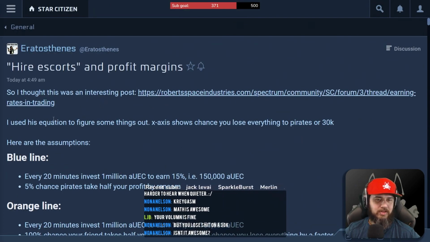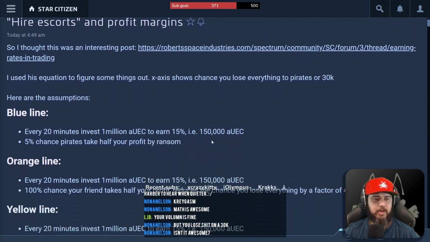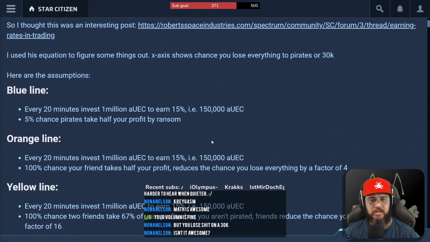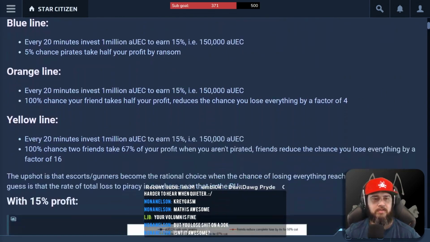So I thought this was an interesting post, and it's the math one. I used his equation to figure out some things, or to figure some things out. X-axis shows chance you lose everything. It's all 30k. Here are the assumptions. Blue line, every 20 minutes invest 1 million alpha UEC. You'll earn 15%, i.e. 150,000 alpha UEC. 5% chance pirates take half by ransom. Orange line, every 20 minutes invest 1 million alpha UEC to earn 15%. 100% chance your friend takes half your profit. Reduces the chance you lose everything by factor 4. What?